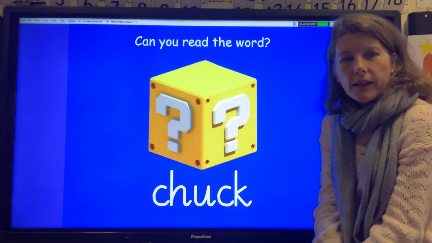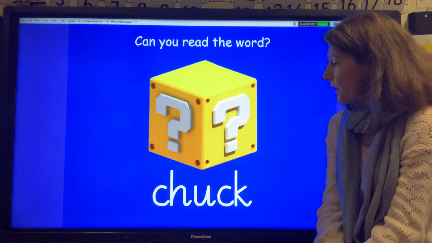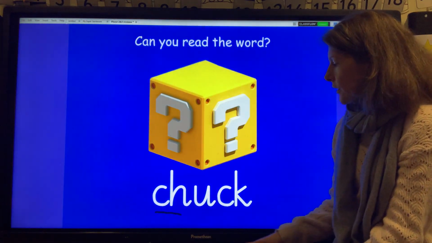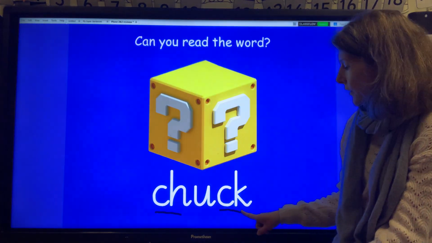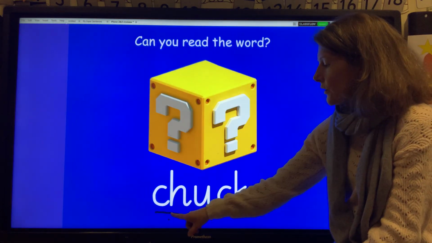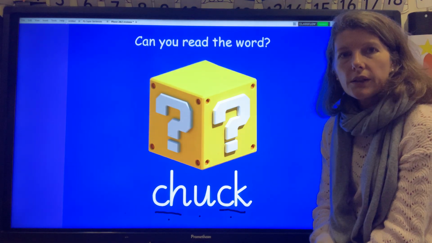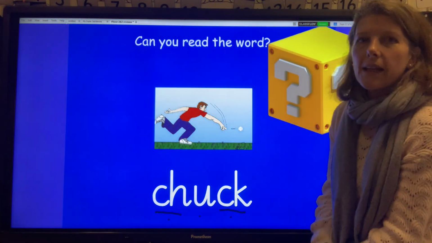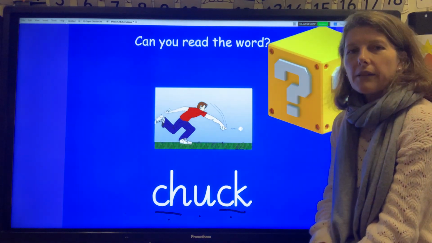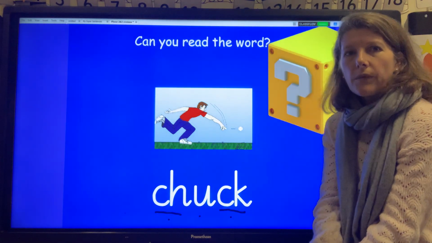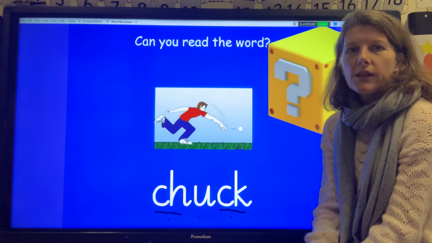Can you see any digraphs in this word? Take a look. One at the beginning, ch, and one at the end, k. So let's try to read it. Ch, up, ch, up, chuck. Now this is one I was thinking about, I haven't heard it for a very long time. It's one that you often hear the year 6 children shouting at each other in the playground, chuck the ball, chuck it. So chuck is kind of a slang word for throw. Chuck it in the bin, chuck it, chuck.